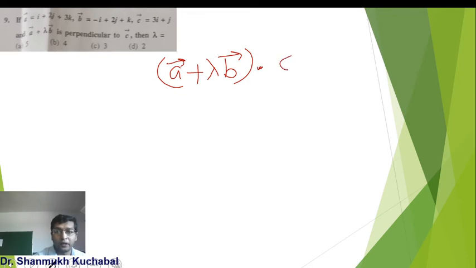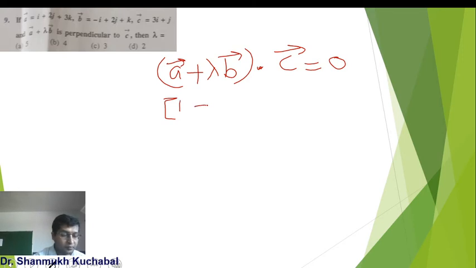We'll move to our next example. The question is, if vector A, vector B and vector C are given and A plus lambda B is perpendicular to vector C, then I am using a condition. Perpendicular means their dot product is 0. That is, vector A plus lambda times vector B dot vector C equal to 0. Then we have to simplify this.